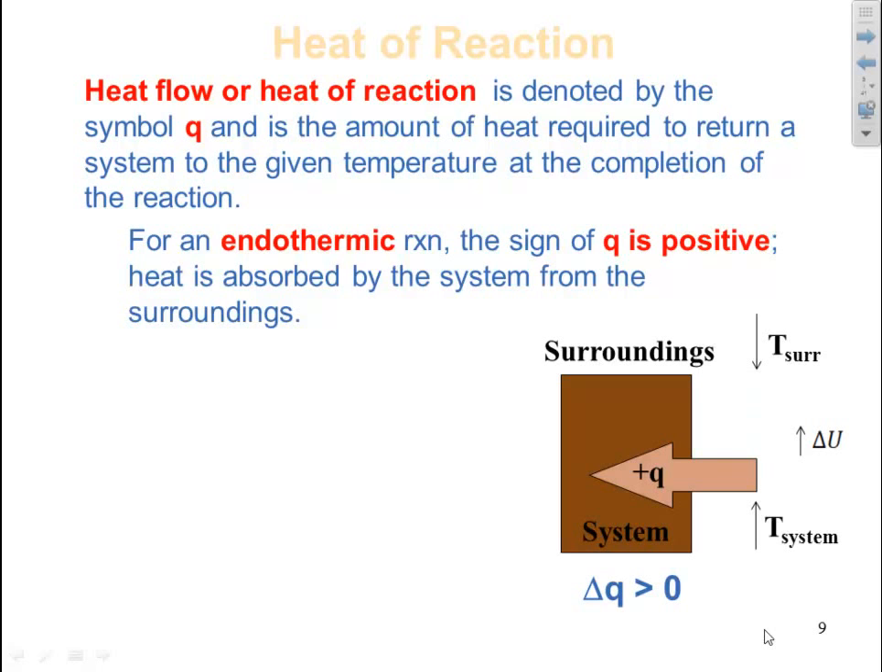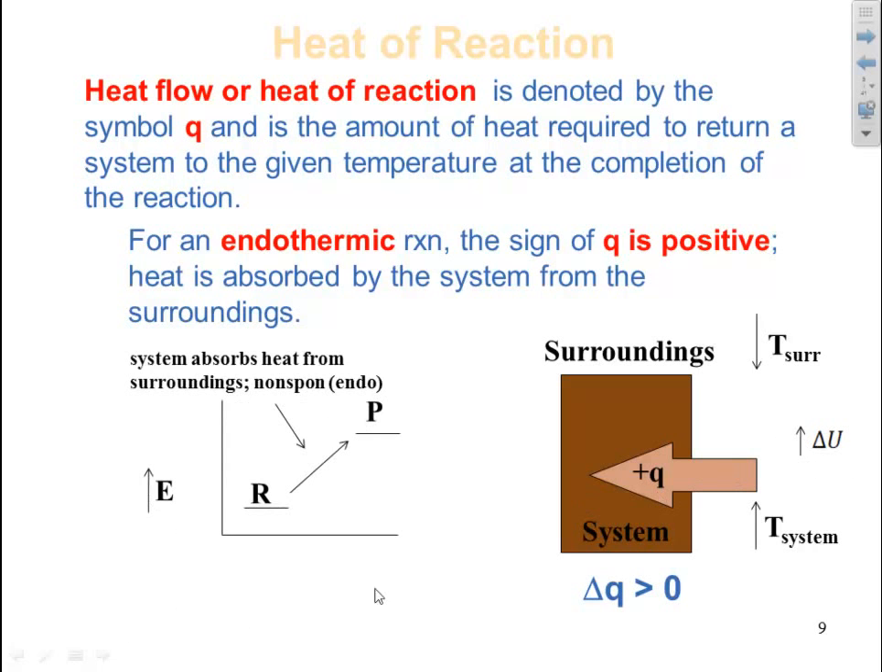So the temperature of the surroundings is going down. The temperature of your system is going up. So your internal energy is going up. The system absorbs heat from the surroundings. So this is a non-spontaneous reaction. To go from a lower energy level to a higher one, it's going to have to take on energy from somewhere else, which is the surroundings giving it.